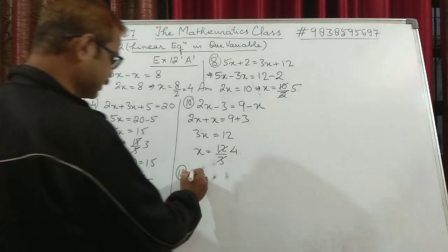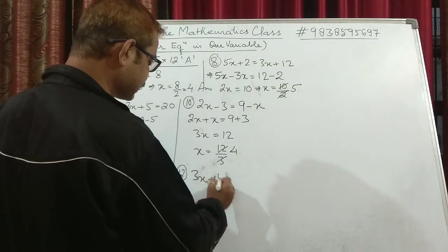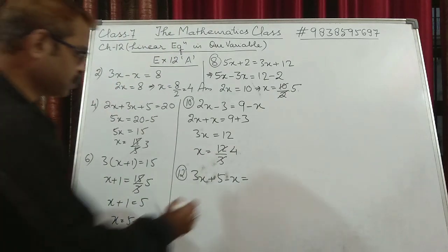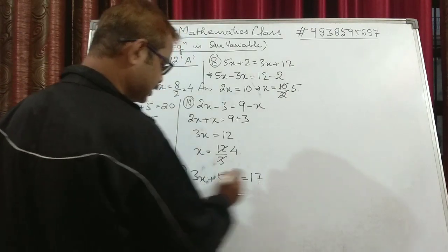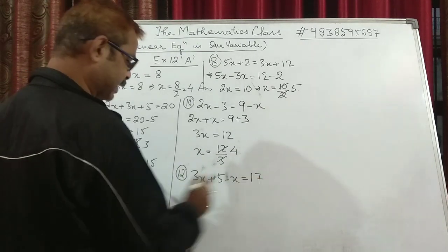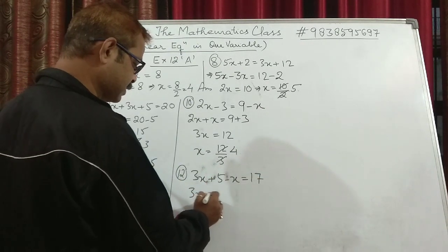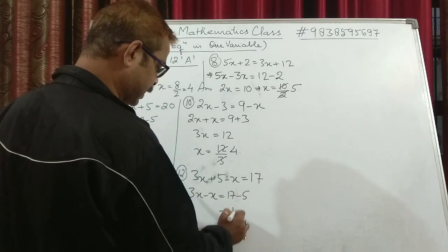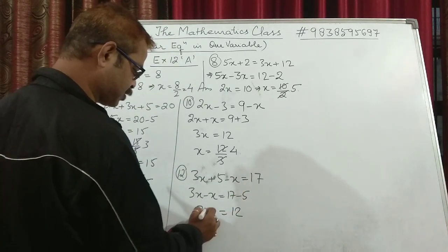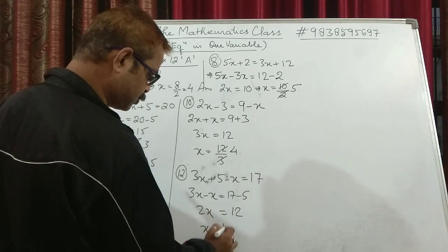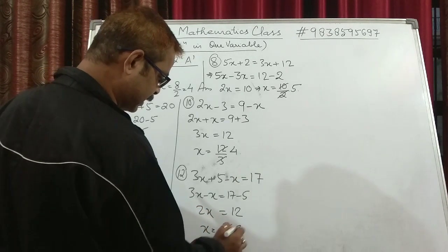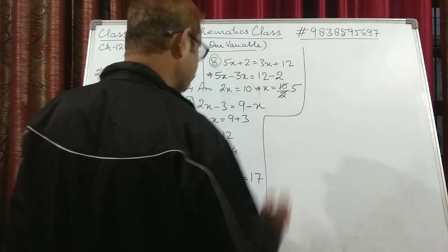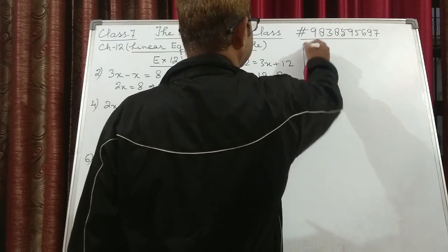3x plus 5 minus x is equal to 17. Now in this the constant term goes to the right hand side, so we can write it as 3x minus x is equal to 17 minus 5. 17 minus 5 is 12, 3x minus x is 2x, so x is equal to 12 upon 2, and that is 6, the final value. Now we move on to question number 14.